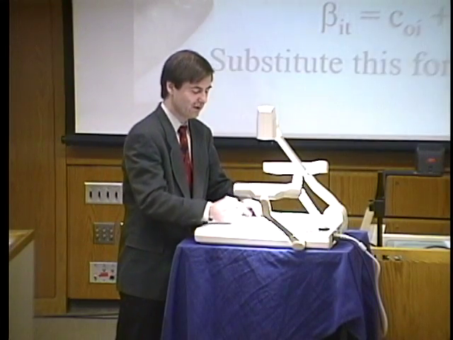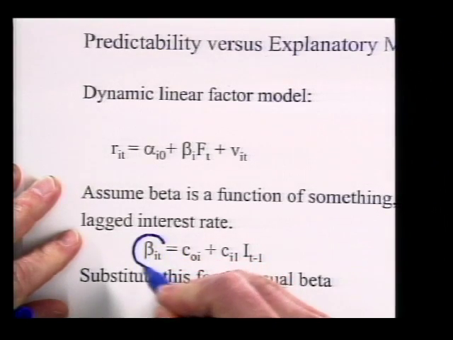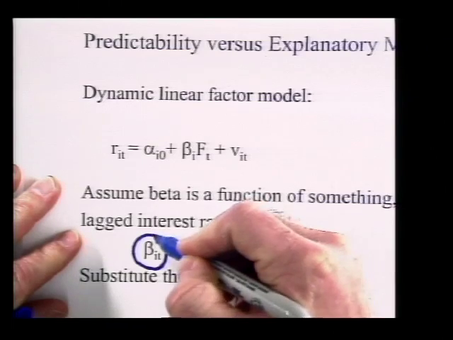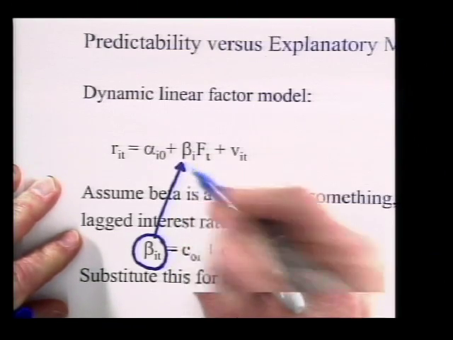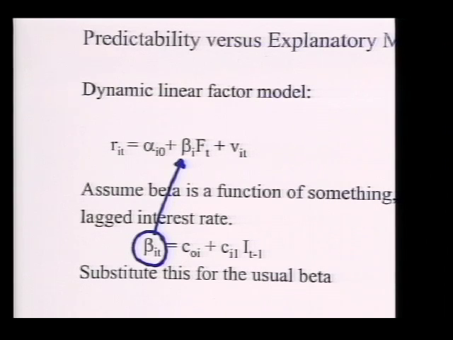And what I'm going to do is substitute this for the usual beta. I'm going to take this and just dump it right into this equation, right here. That's it. So this is a beta that's changing through time with the lagged value of the interest rate. If c1 is positive, it simply means that the risk is increasing if the interest rate increases. I'm going to substitute that in and see what happens. So let's actually do that.